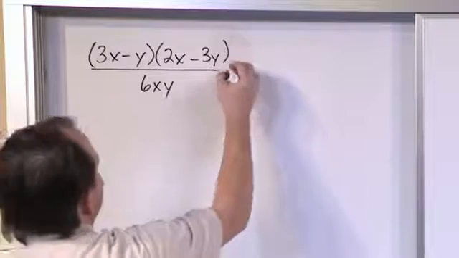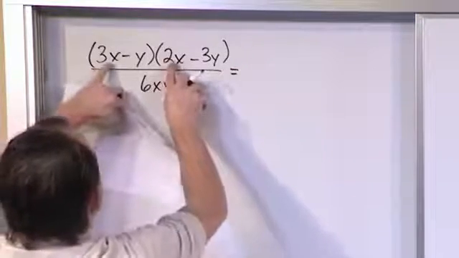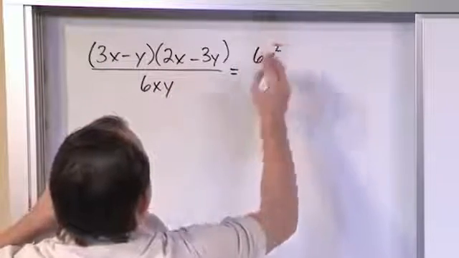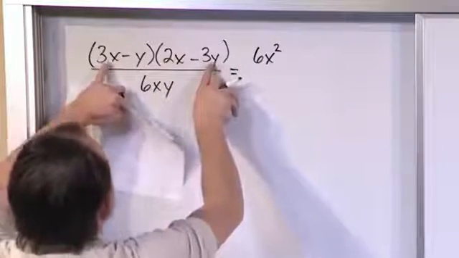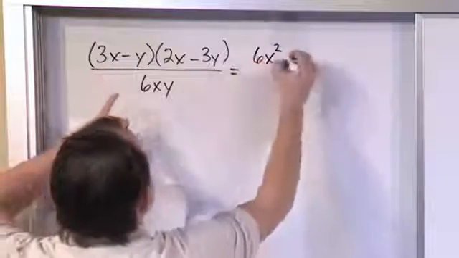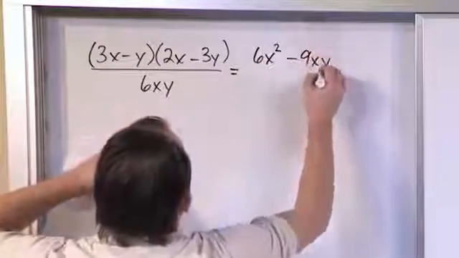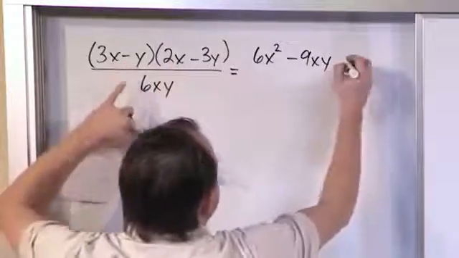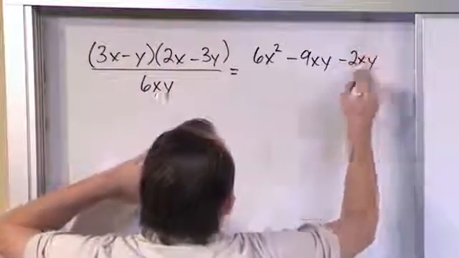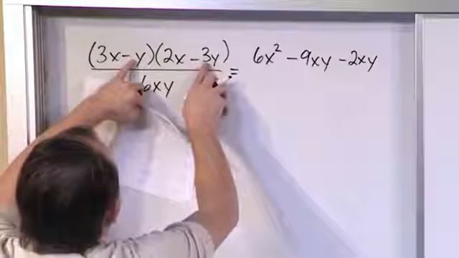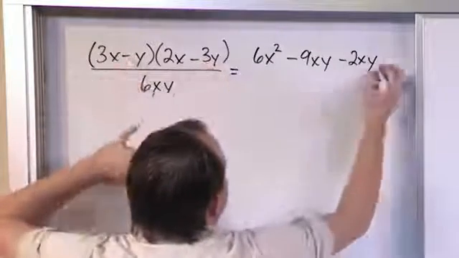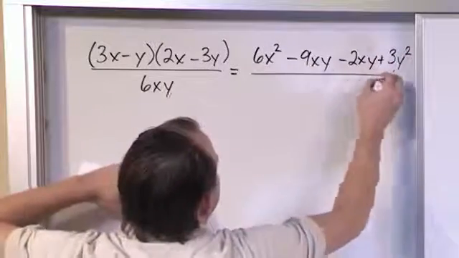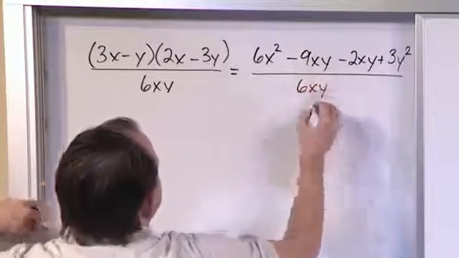So let's do that. Over here, first term times first term. 2 times 3 is 6, and you have x squared. The outside terms, 3x times negative 3y, is going to give you negative 9 times x times y. The inside terms, negative y times 2x, is negative 2xy. And then the final terms, negative times negative is positive 3y squared. All right, and on the bottom, you have 6xy.